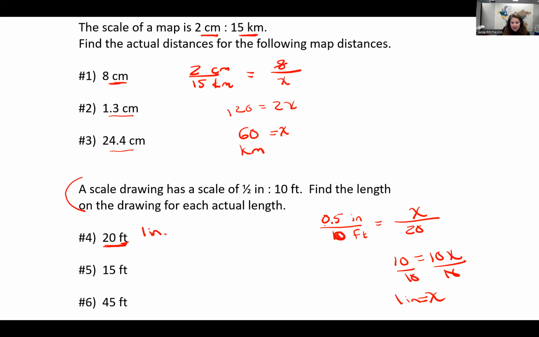Okay. This stays the same. The rest of them stay the same. The only thing that changes is this number. So then we make this a 15, cross multiply and divide. Then we do a 45 over here.